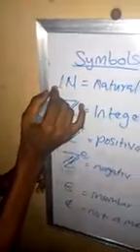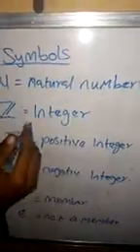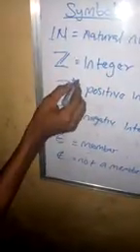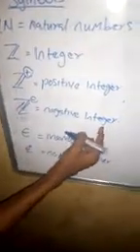Number one, we have this symbol. Anywhere you see this symbol in set, it stands for natural numbers. Anywhere you see this, it's a Z with a stripe. It stands for integer. Whenever you see that Z, that integer symbol is carrying positive, it means positive integer. Whenever that integer is carrying negative, it signifies negative integers.